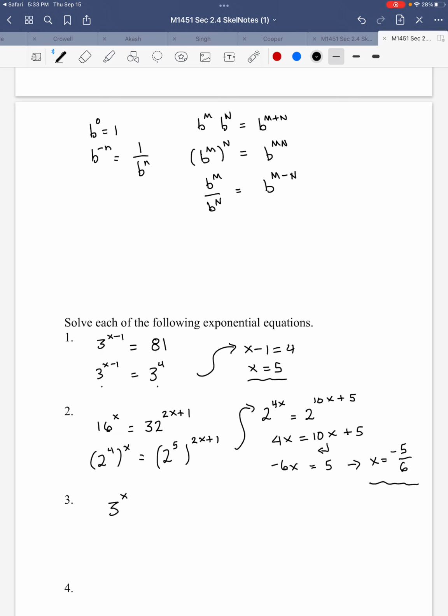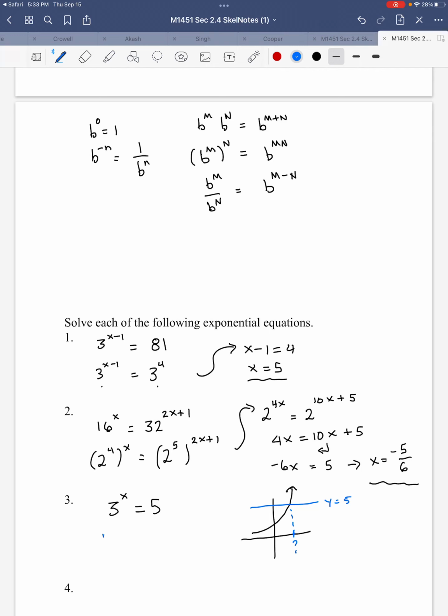Say 3 to the x is equal to 5. That equation has a unique solution. 3 to the x is a growth curve, and y is equal to 5 is going to cross there. So here's the solution we're looking for, but I can't get it by these ordinary algebraic means. There's no way to write 3 and 5 as powers of the same number.